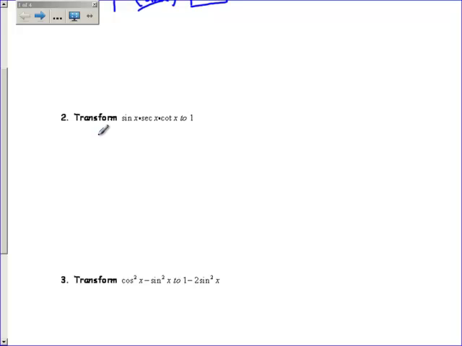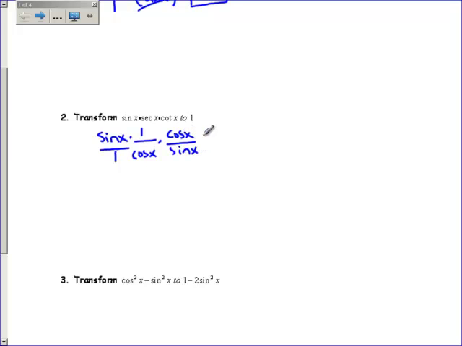Number 2, I'm going to transform sine of x times secant x times cotangent x to 1. Well, if you multiply things together to get 1, there better be a lot of canceling. If you look on your formula chart, secant x is 1 over cosine x. I'm going to put a 1 under that sine x as well. And cotangent, from the previous example, we saw that was cosine over sine.